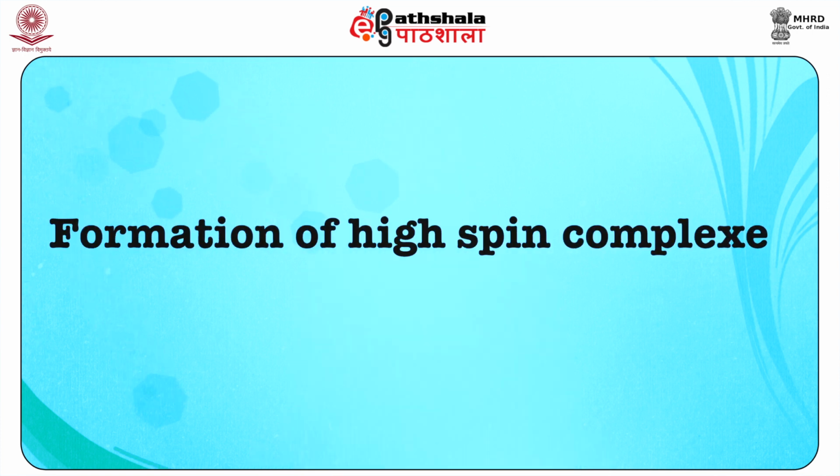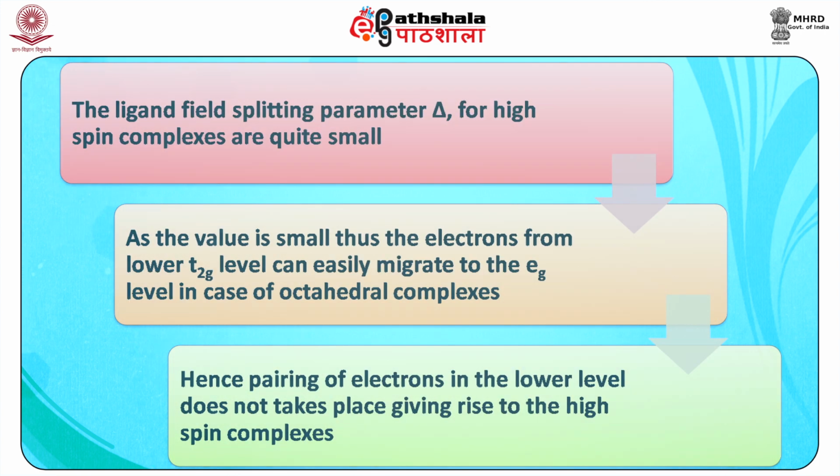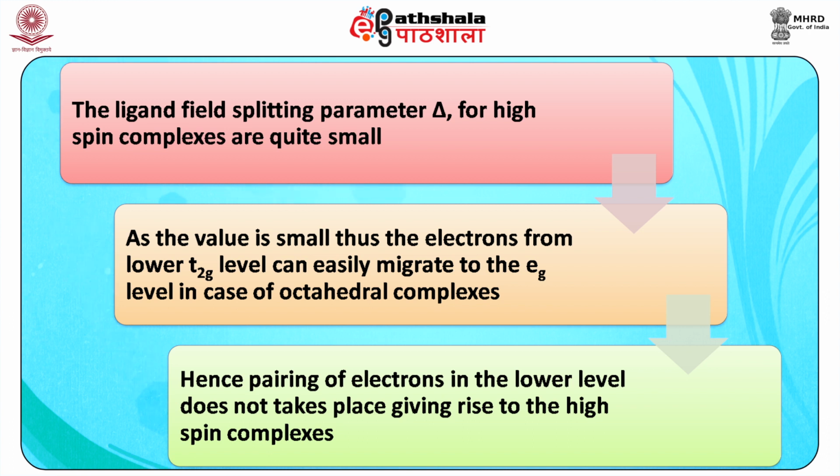Now we are going to discuss the formation of high-spin complexes. The ligand field splitting parameter delta for high-spin complexes is quite small. As the value is small, the electrons from the lower t2g level can easily migrate to the upper eg level in case of octahedral complexes, and hence pairing of electrons in the lower level does not take place, giving rise to the high spin complexes.